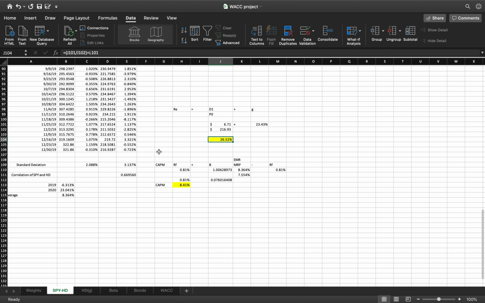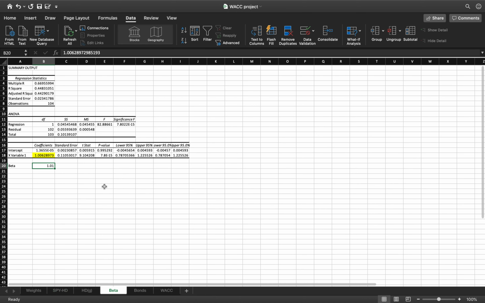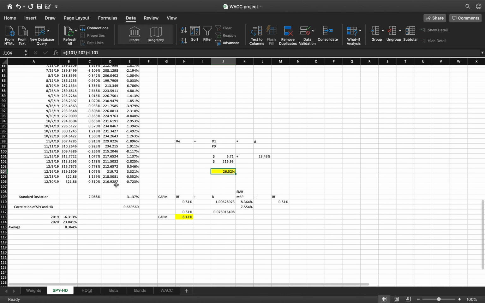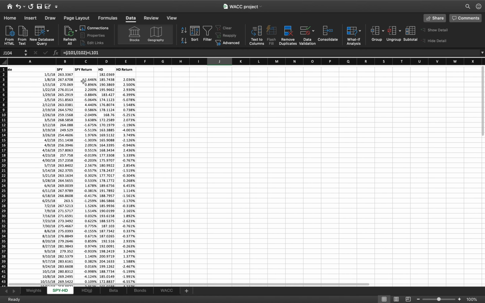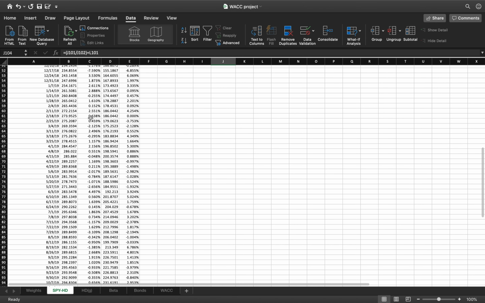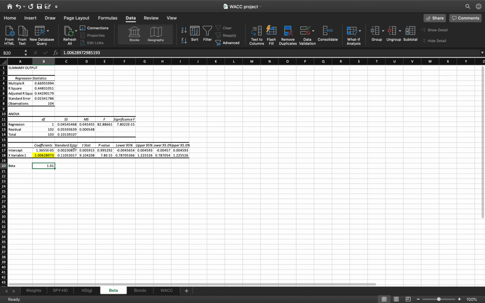The next method is we're going to find CAPM. In order to find CAPM, we've already found our market risk premium, so we need to find our beta. To find beta, I did a data analysis in Excel and clicked on regression. For the Y value, I highlighted the percentage value of Home Depot, and for the X value, I highlighted all the values for the market. Once I ran the regression, to find beta, it's going to be this number right here.